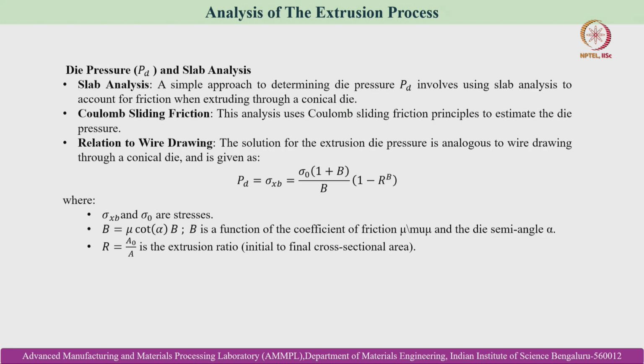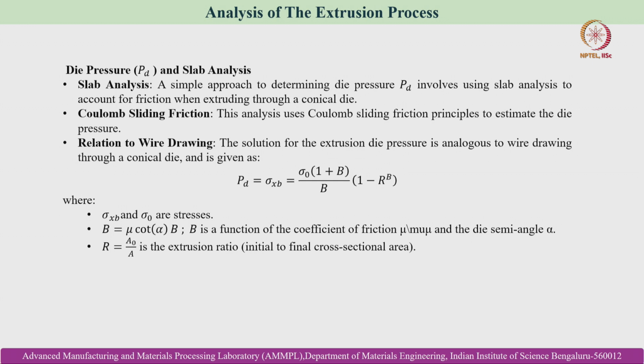Now, die pressure P d and slab analysis. The slab analysis is a simple approach to determine the die pressure P d, which involves using slab analysis to account for friction when extruding through a conical die. This analysis uses Coulomb sliding friction principles to estimate the die pressure. In relation to wire drawing, the solution for the extrusion die pressure is analogous to wire drawing through a conical die and can be expressed as P d is equal to sigma x b is equal to sigma 0 (1 plus B) by B into (1 minus r to the power B).